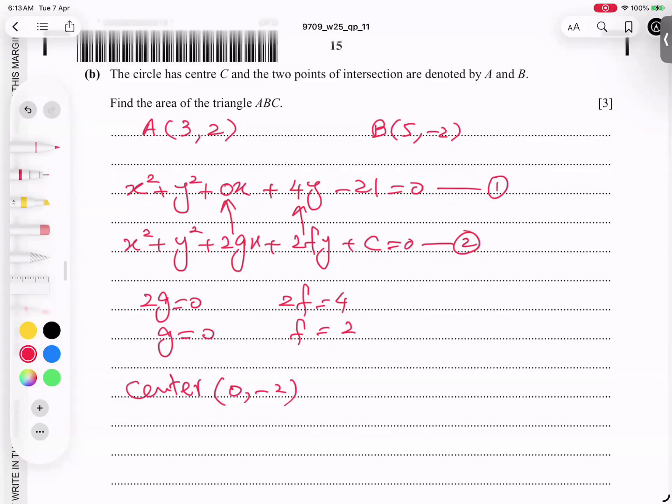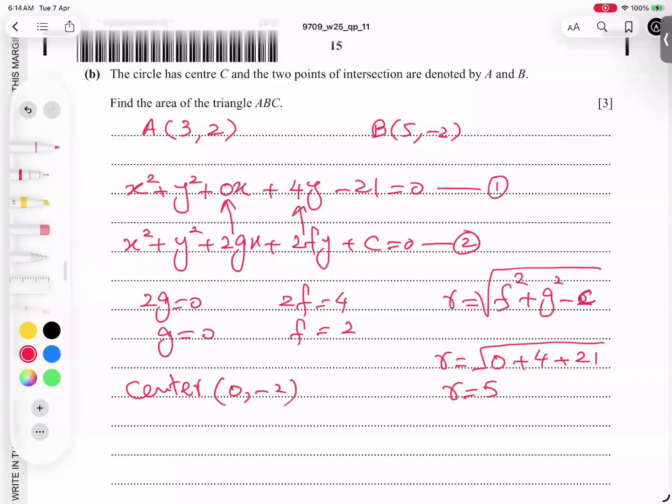Though the radius is not required, it's good to find, just for knowledge, and it is also easy for the diagram making. The radius is the root of f square plus g square minus c, sorry, negative c. So if I plug in, 0 plus 4, and the c value is negative 21, which makes it plus 21. So r becomes 5.